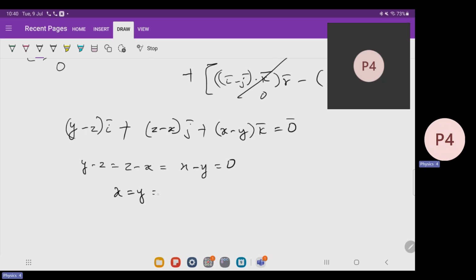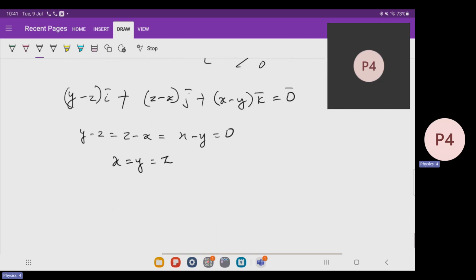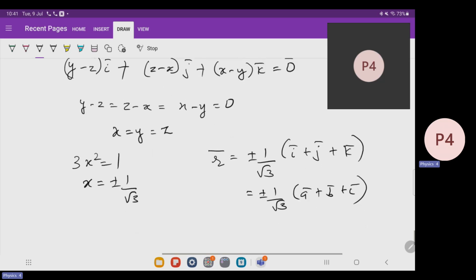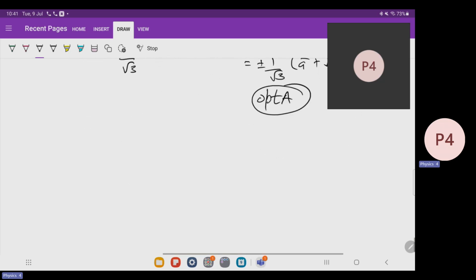With this condition, we get x equal to y equal to z. Now square root of x square plus y square plus z square is 1. That is 3x square is 1, so x is plus or minus 1 by root 3. So what would be r? r is plus or minus 1 by root 3 times (i plus j plus k). Now we know this is nothing but a plus b plus c. So option A is the right one. This is question number 38.